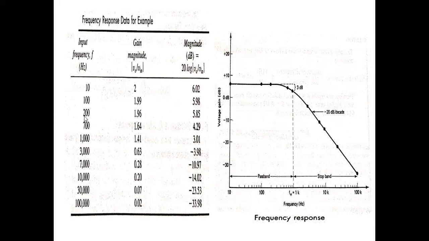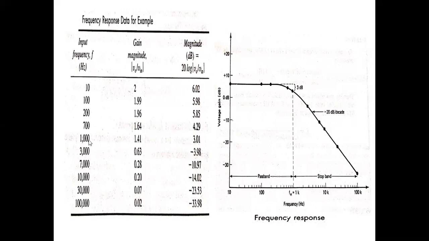Similarly, calculate for the input frequency 200. When it is 200, the gain magnitude will be 1.96, and in dB it will be 5.85. For 1 kilohertz, this is our cutoff frequency, and you just observe this. The gain in magnitude is 1.41, which is almost nearly equal to our passband gain divided by root 2, and when you calculate it in terms of dB, that gives you 3.01.